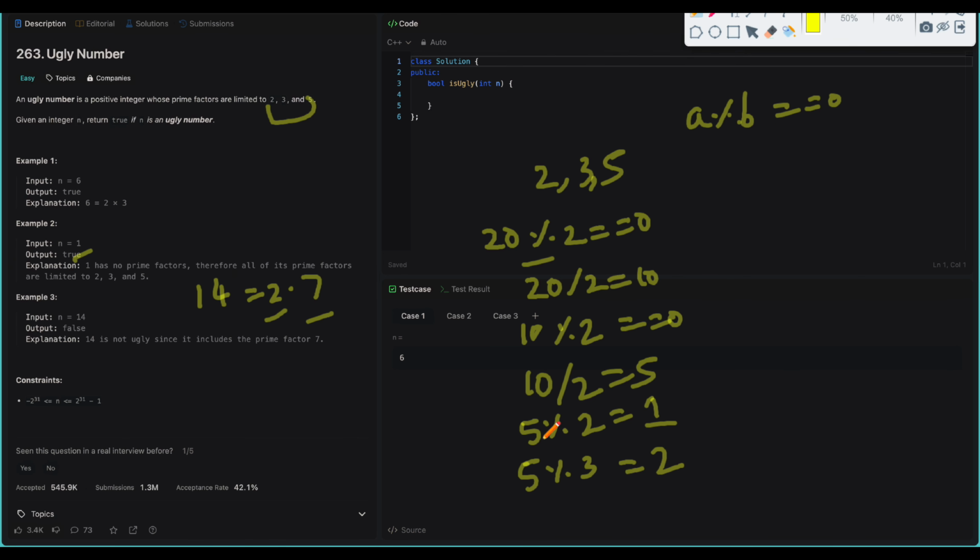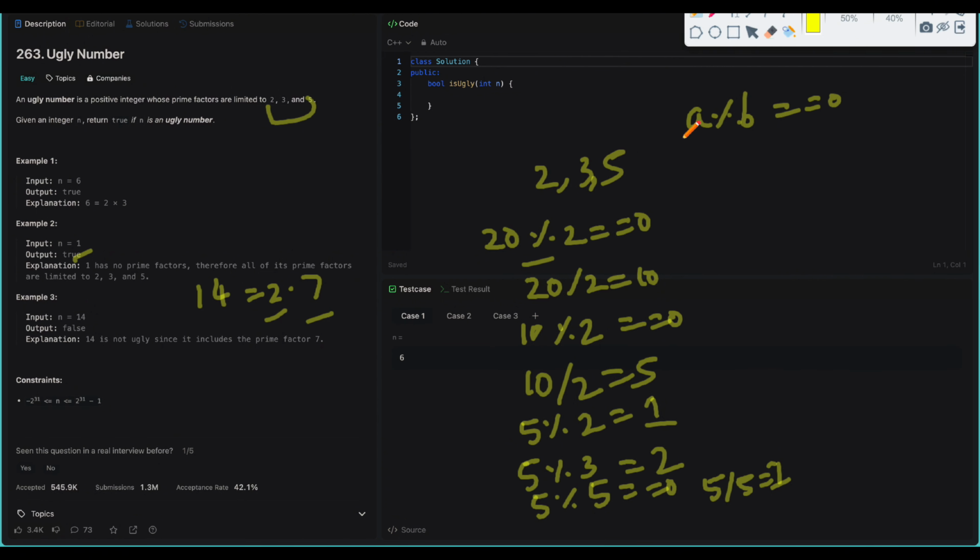And now we will try to divide the number 5 by 5. So we will check, is 5 divisible by 5? And the answer is yes, because 5 modulo 5 is 0. So we will divide 5 by 5 and we will get 1. And because we have reached 1, that means this number was only divisible by 2, 3 and 5. And that's why we will return true.